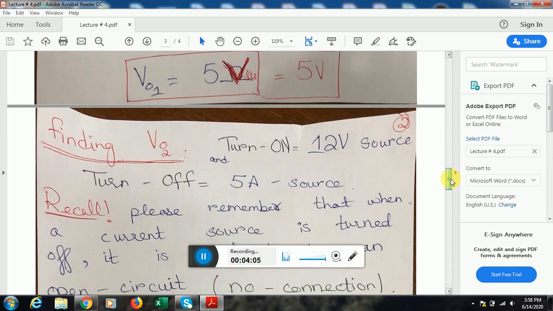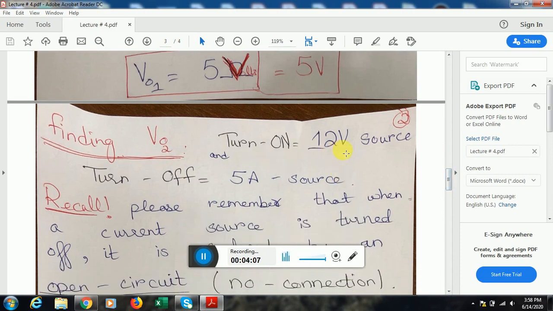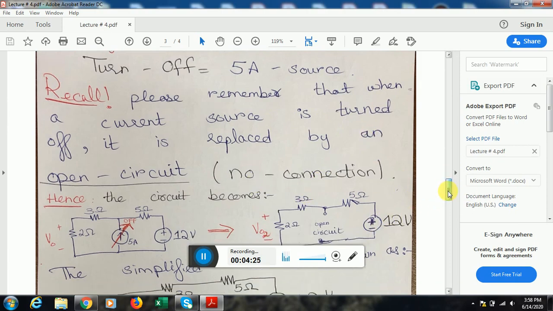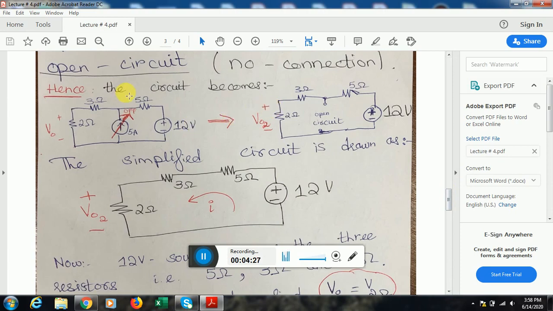Now we further go on to turning on the 12 volt voltage source, which is another independent source in the circuit. However, by superposition theorem, I'll now turn off the 5 ampere source. And recall that whenever we turn off a current source, it is always replaced by an open circuit. An open circuit means no connection. The connection has been totally broken. This was the original circuit given to us in the question. When I turn it off, it is replaced by an open circuit because it was originally a current source. So this is how the circuit shapes up.